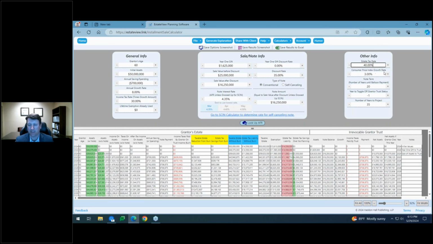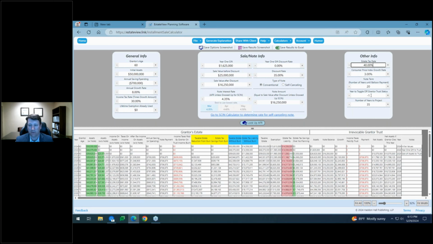Our consumer price index growth rate at 3%, that's going to impact our exemption amount. That's also going to impact our personal consumption. So the $700,000 of spending will grow every year by 3% to show the impact of inflation. How long is the note going to be? We're using a 20-year term here in this transaction.